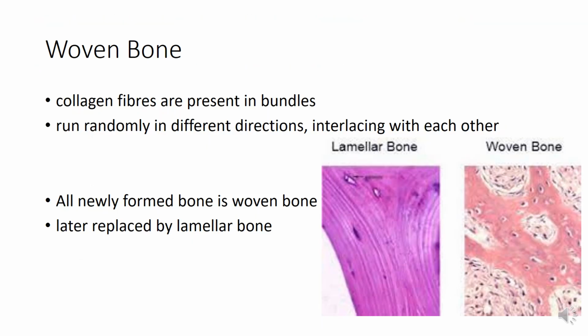Coming to woven bone, the immature bone. It contains collagen fibers present in bundles, and they run randomly in different directions, interlacing with each other. All newly formed bone is woven bone. So woven bone is an immature bone, and it is later replaced by lamellar bone, which is the mature bone. So we have seen woven bone or immature bone and lamellar bone or mature bone.